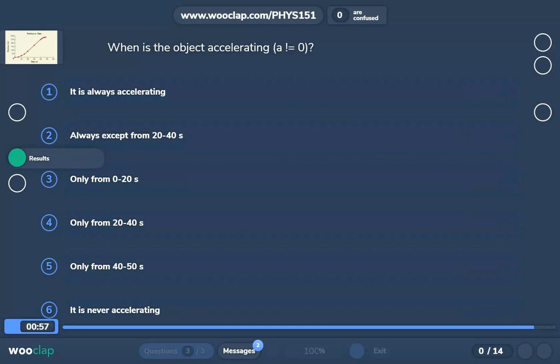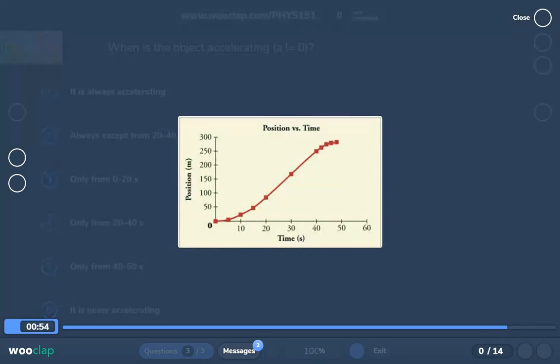For this picture, during what time frame is the object accelerating? That is, the acceleration is not equal to zero. So your time frames are: one, it's always accelerating; two, always except from 20 to 40 seconds; only from 0 to 20 seconds is it not accelerating; only from 20 to 40. Yeah, these are opposites: always except for that, and only. So it's only accelerating 20 to 40, or only from 40 to 50. Which one of those rings true?